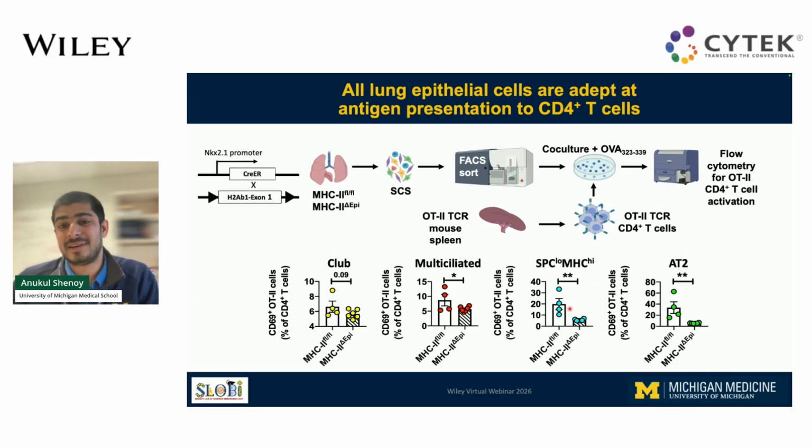And consistently, again, we find that if we delete epithelial MHC class 2, the T cells are not activated. And if it has MHC class 2, the T cells do get activated by virtue of the fact that they upregulate CD69, which is an activation marker for T cells. So with this data, we had a proof of concept that the epithelial cells are indeed able to present antigens to CD4 T cells. But what does this mean for a tissue like a lung, which is constantly seeing a bunch of environmental insults, right?